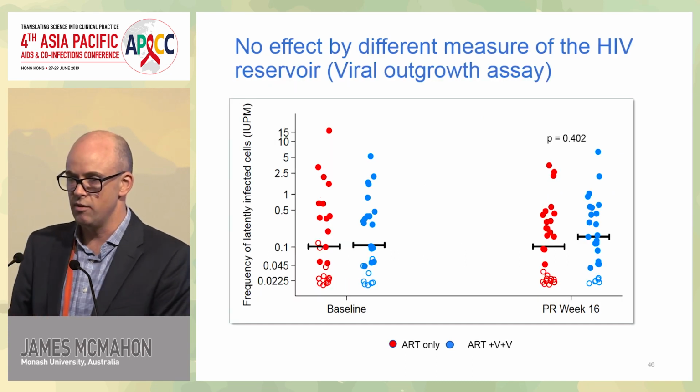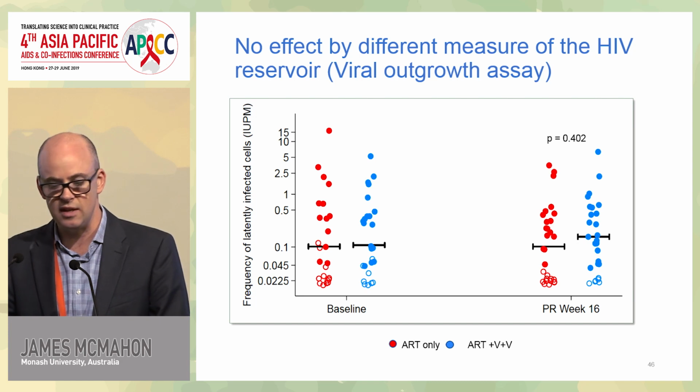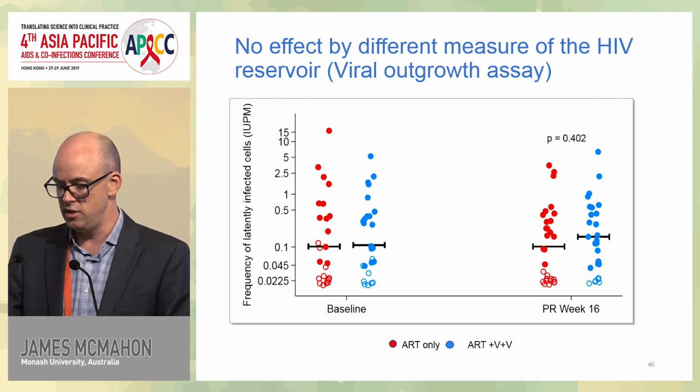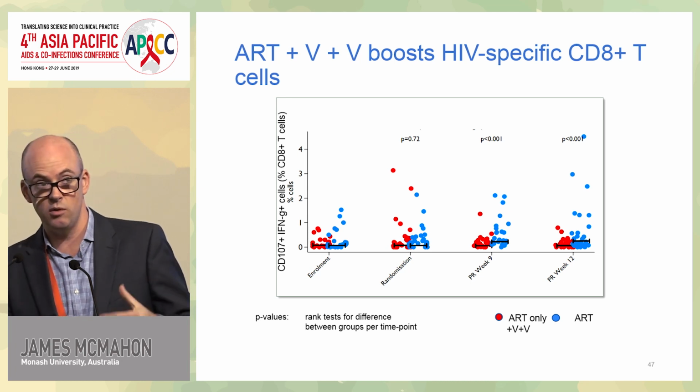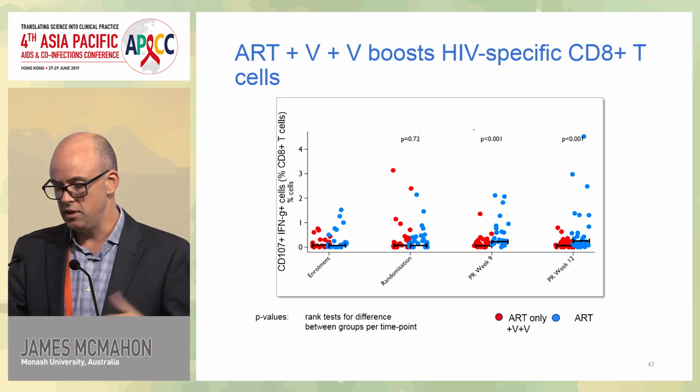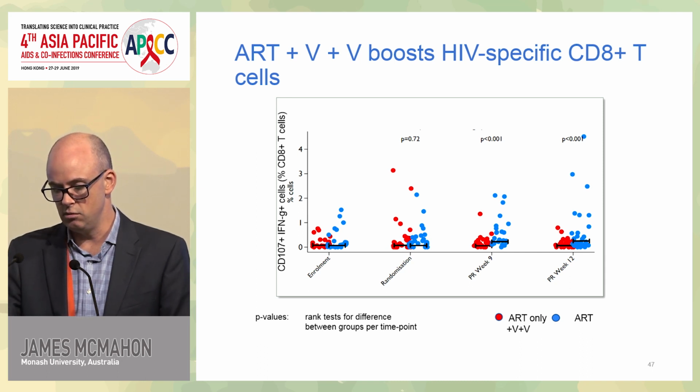And they had different ways of looking at this. This is, as Denise described, the viral outgrowth assay, a very sensitive assay. Again, no difference in the two arms. So a negative study. There was some thought that there was this increased HIV-specific CD8 T-cell response, and maybe there was an increased immune response towards HIV, but there was no effect of that seen on residual HIV in those individuals. The study's not published as yet that I'm aware of.